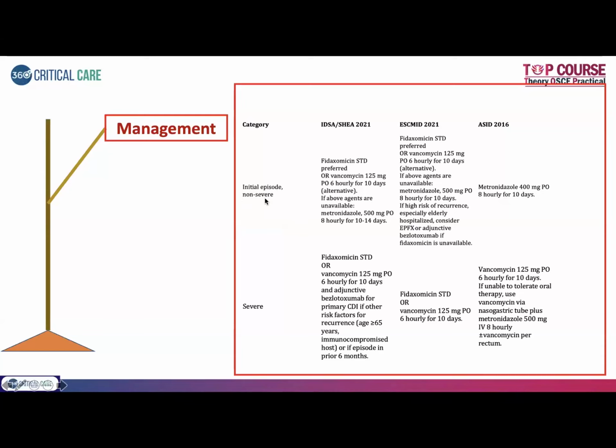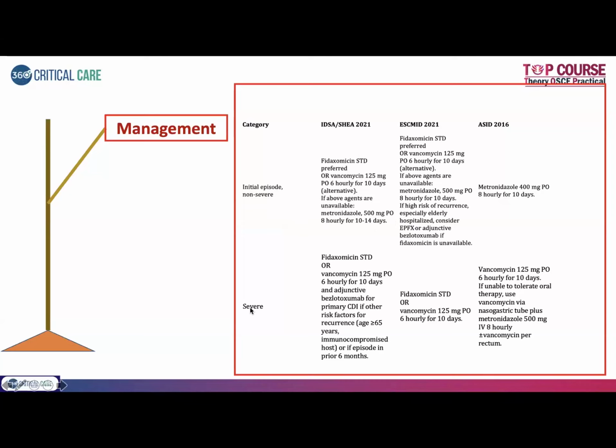Initial episode, non-severe episode: consider vancomycin 125 milligram per oral 6th hourly for 10 days. If the above agents are not available, you can give metronidazole also. For a non-severe form of C. diff infection, 8 hourly for 10 to 14 days. Fidaxomicin 200 milligram dose can be given.